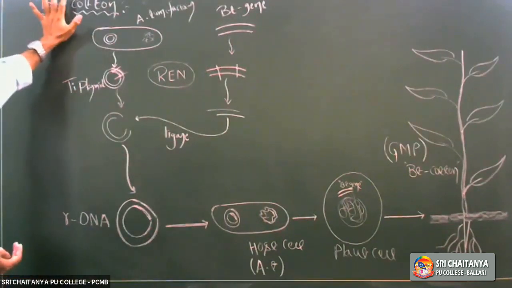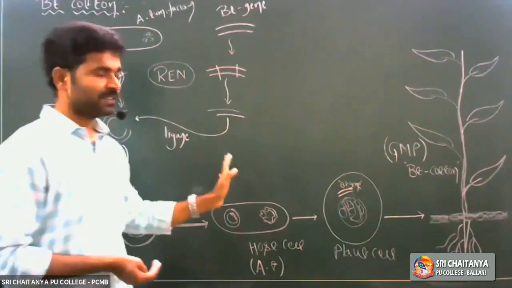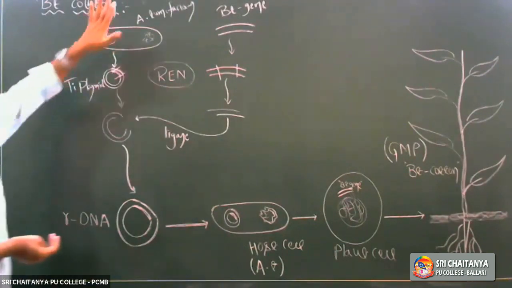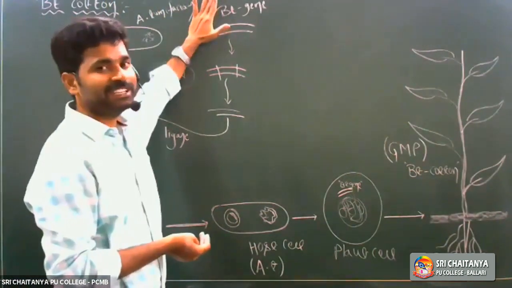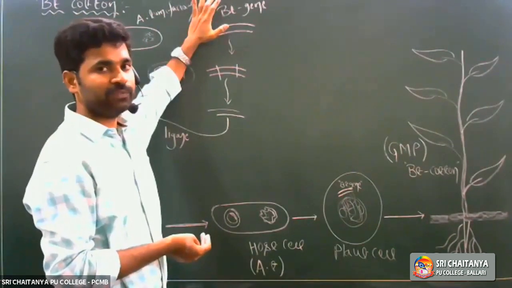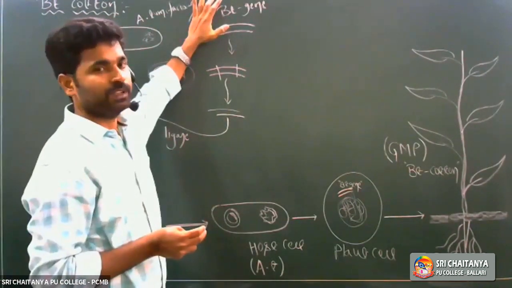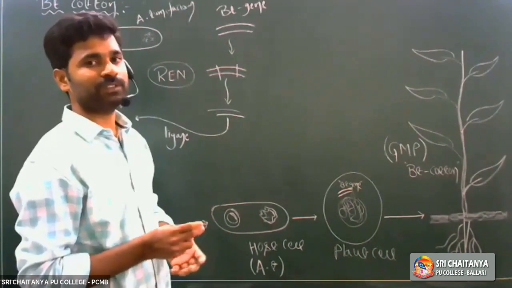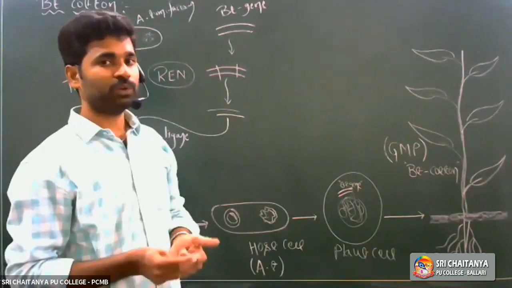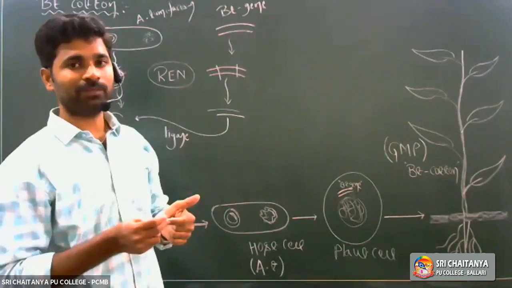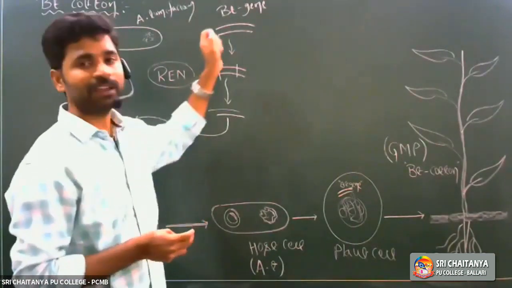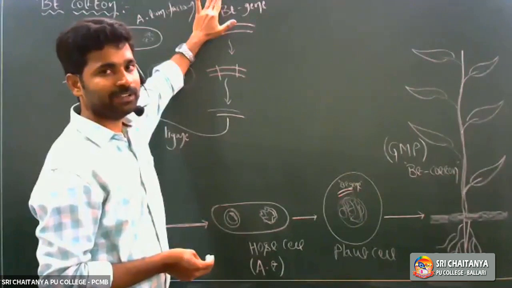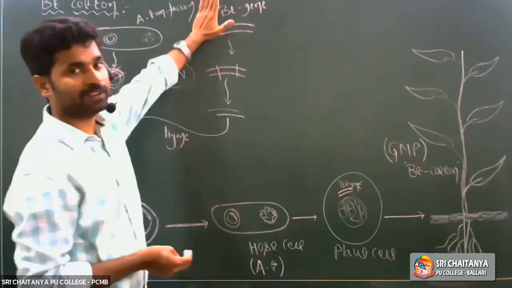So how do we create a Bt cotton plant? Listen carefully. This diagrammatic representation is important, because the total concept is in this diagram. First, we have to collect the Bt gene, or Bt genetic material, from the Bacillus thuringiensis bacteria. But how will we isolate it? As I told you in earlier classes, by treating with various enzymes we can easily collect genetic material from any bacteria. So the first step: we isolate the Bt gene from Bacillus thuringiensis.